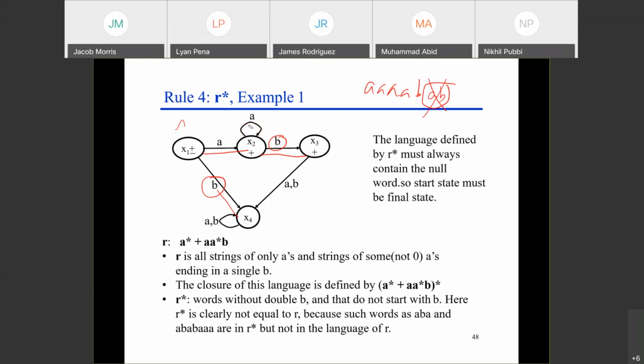And now, because of this thorough analysis of this FA, we come to this conclusion that from this part to this part, we need to get A star. If we get A star, this will help us to get lambda because of the star property, and one a or as many a's.